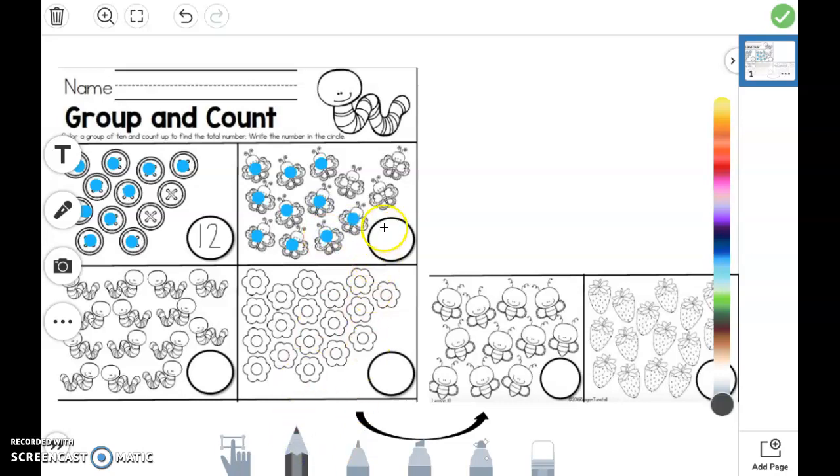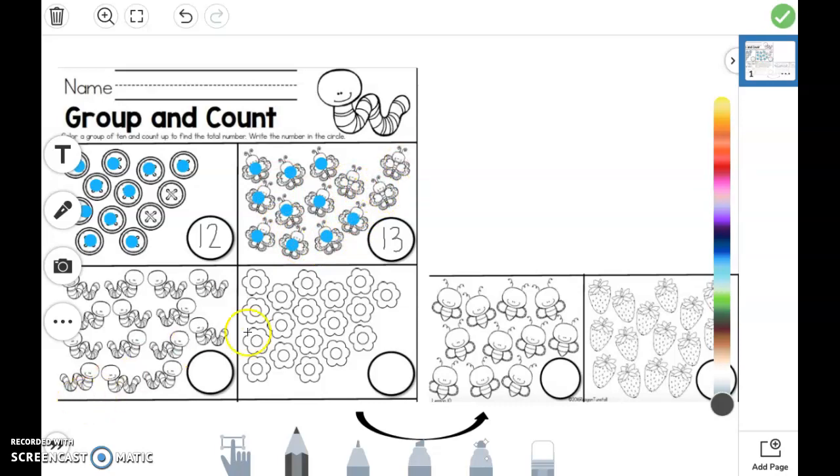So I have one group of 10 and then 1, 2, 3 left over. So that's 10, 11, 12, 13.